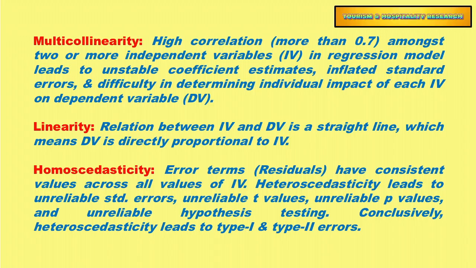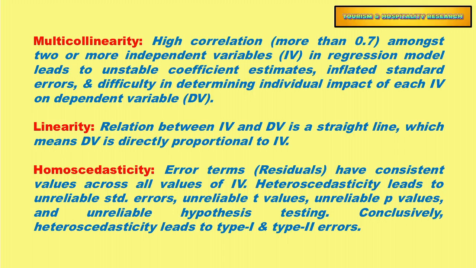Linearity. It defines the relation between IV and DV, which has to be a straight line. It could be a positive relation or a negative relation. Homoscedasticity. In case the error terms, which are also known as residuals, I will be explaining to you what residuals are and how we calculate them, have consistent values across all values of the independent variable, then we say that the data exhibits homoscedasticity.